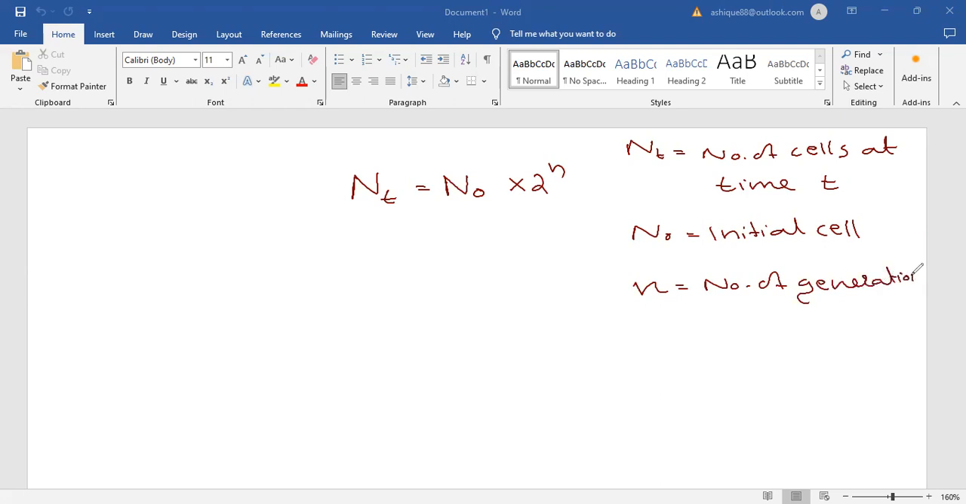So you are getting an equation here. Nt is equal to N0 into 2 raised to n, where N0 is the initial number of cells, Nt is the result, that is the number of cells at time t, and n is the number of generations. Is it clear? Okay. So if we are looking, I'm telling a question here.